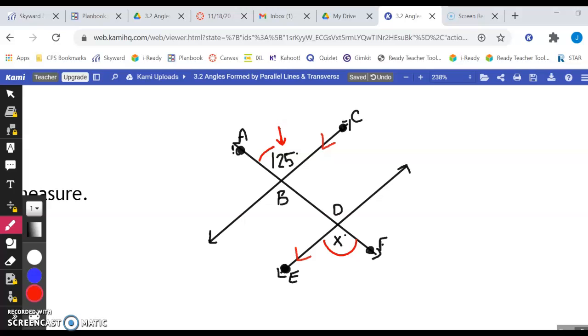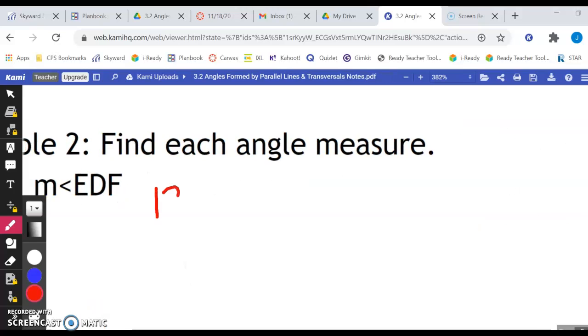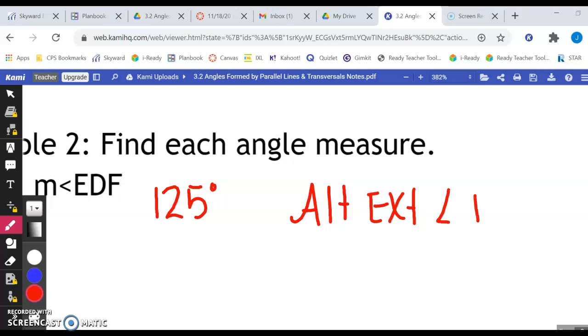So alternate exterior angles are the same. So the measure of this angle would be 125 degrees. And we know that by the alternate exterior angle theorem.